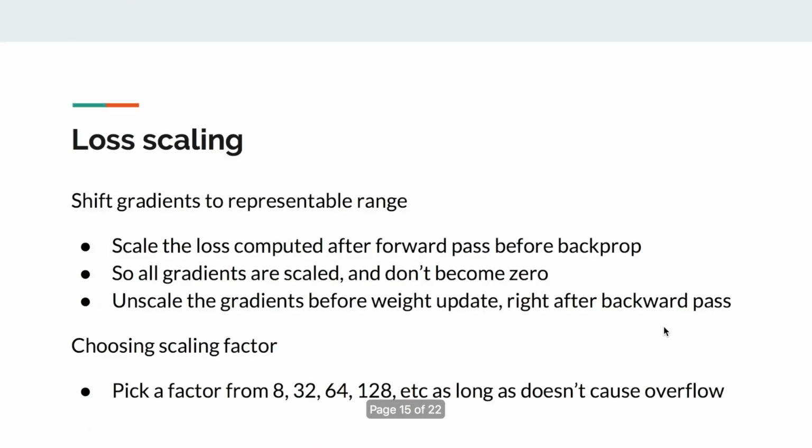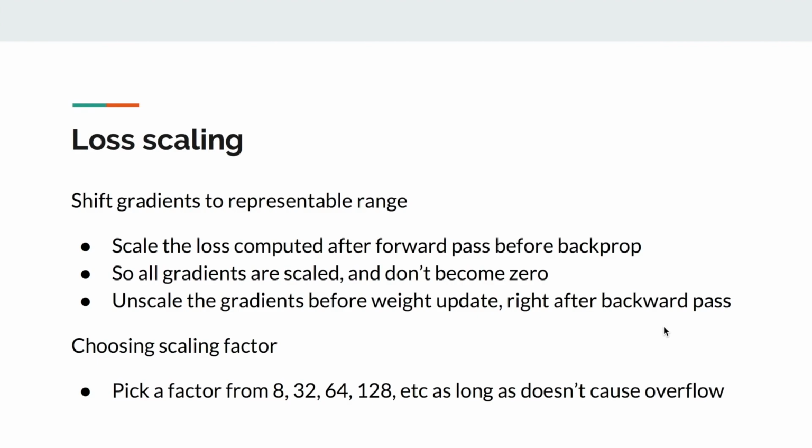By loss scaling. We want to shift the gradients to a representable range. So we can scale the loss computed after the forward pass, just before backpropagation, by multiplying it with a certain factor. So all the gradients are also scaled by the same factor and don't become zero. We then unscale the gradients before the weight update, right after the backward pass. This ensures that weight decay, gradient clipping, and such operations behave similarly to float 32, and we wouldn't need to change any hyperparameters for training.